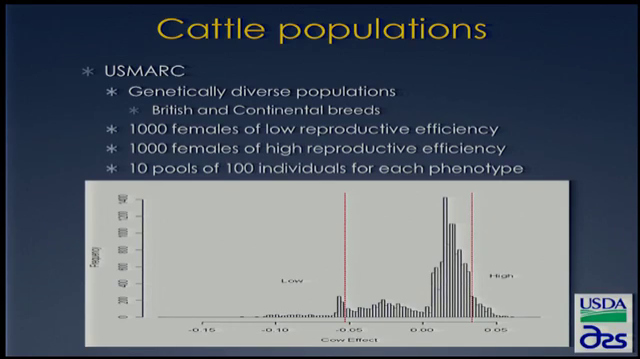So to give you a little background of the populations we looked at, the first was a population from right here at US MARC, where we have a fairly diverse population. We have both continental and British breeds. And again, we had 1,000 low reproductive animals and 1,000 high reproductive animals that were split into 10 pools for each phenotype.